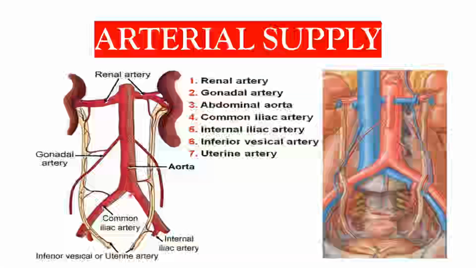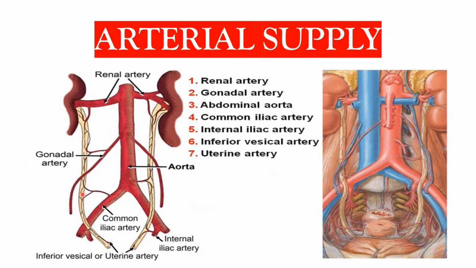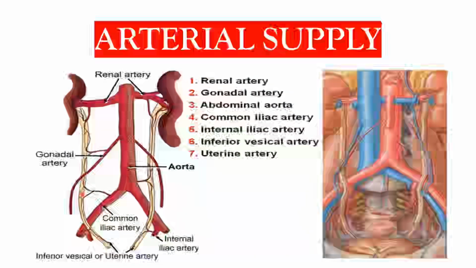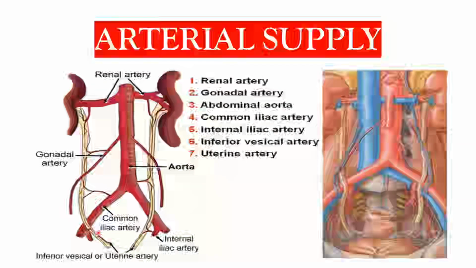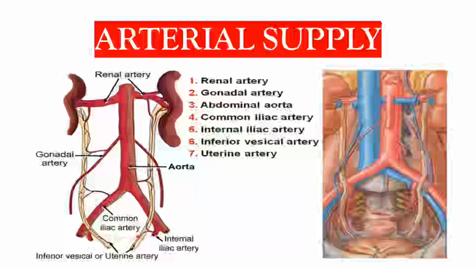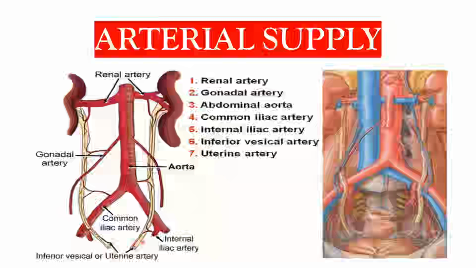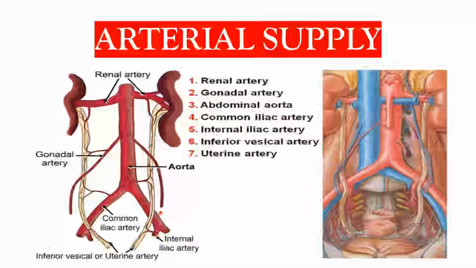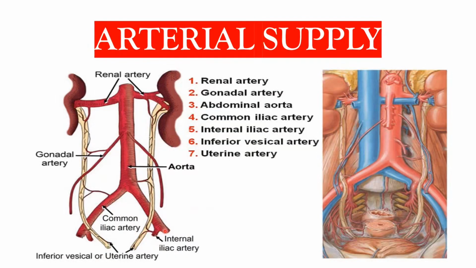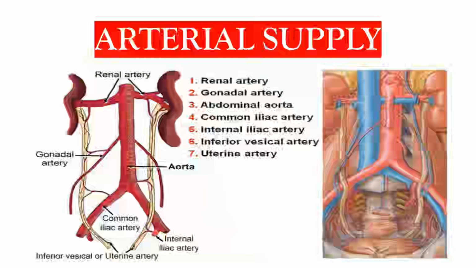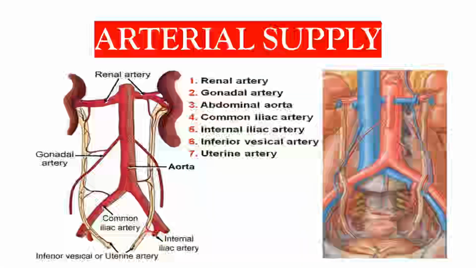Then there's the common iliac artery. You can see there's a branch from the common iliac artery also going to supply the ureter. Then we have the inferior vesical artery. Okay. Then we also have the uterine artery. So the inferior vesical artery is also called the uterine artery. Okay. Then the internal iliac. See, this is the common iliac artery, which bifurcates into the internal iliac artery and then the external iliac artery. Okay. The internal iliac artery also gives off a branch that supplies the ureter.